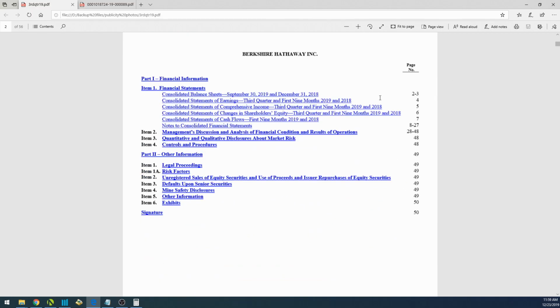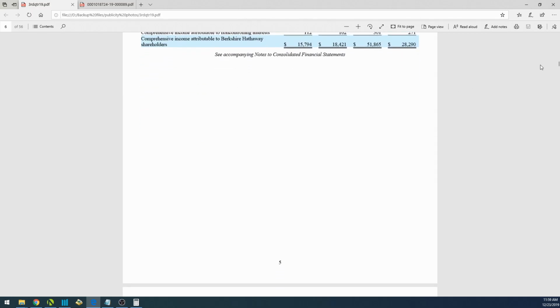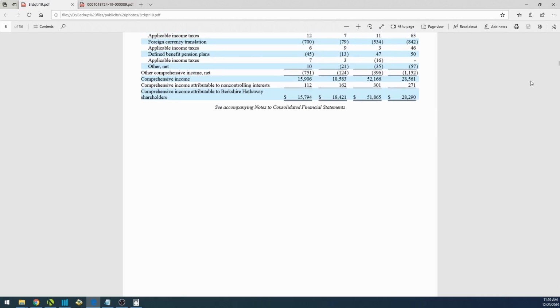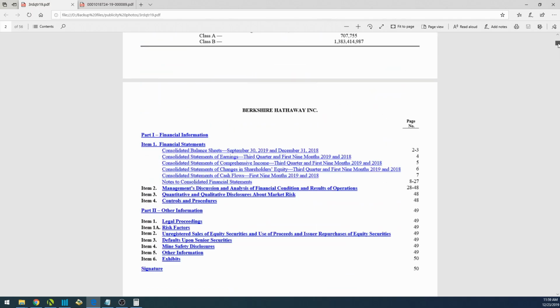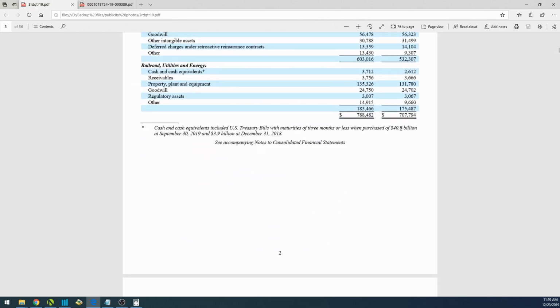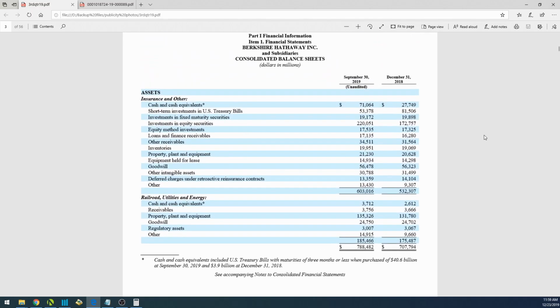So let's go back to the contents page. So that will be their earnings. Then let's look at comprehensive income. Okay, let's see whether we can find assets. I believe it should be this consolidated balance sheet. All right. So after looking at earnings, we want to look at assets of the company.